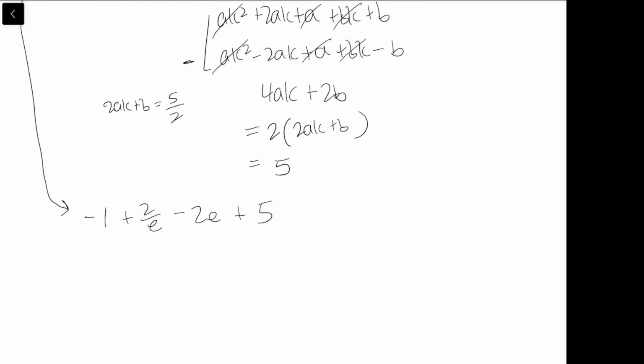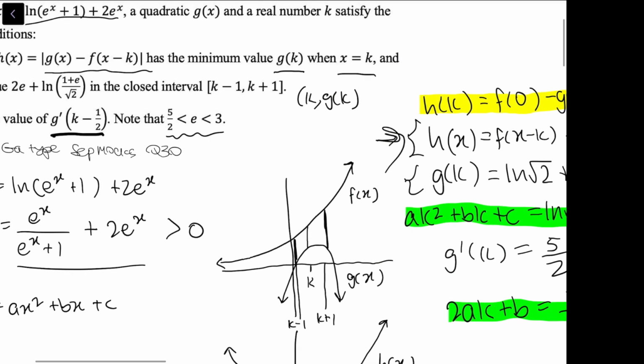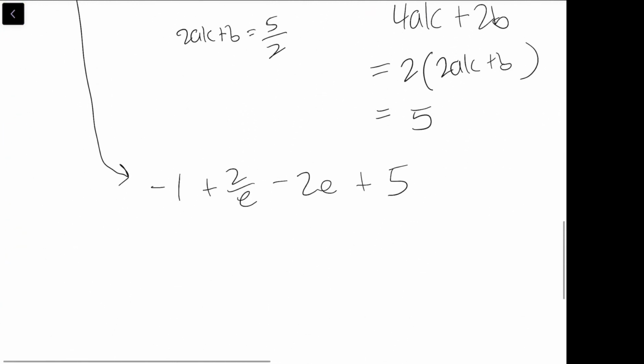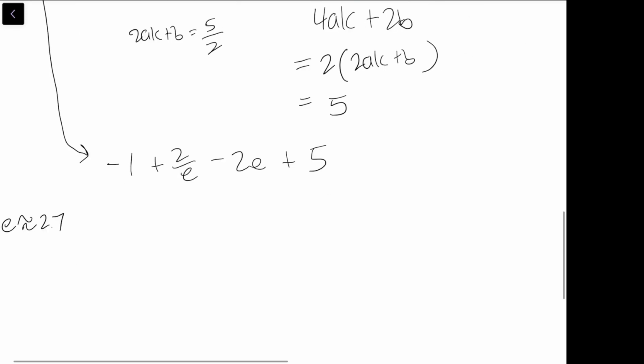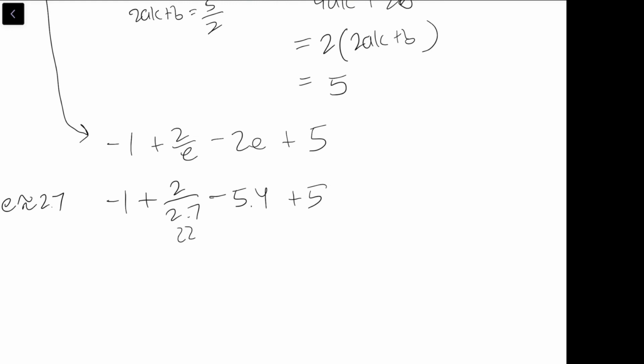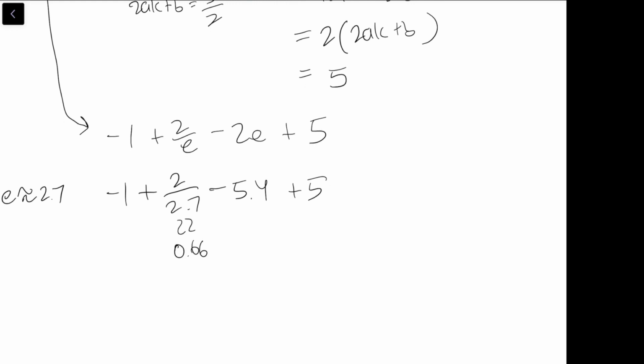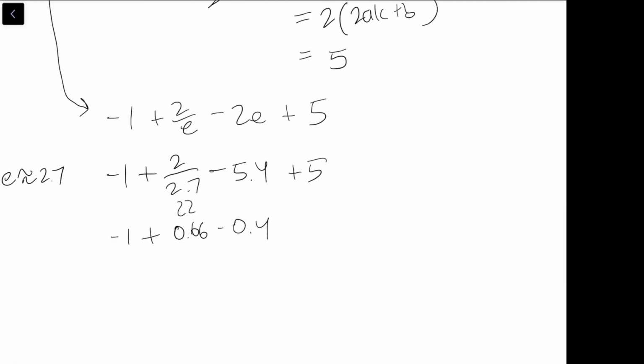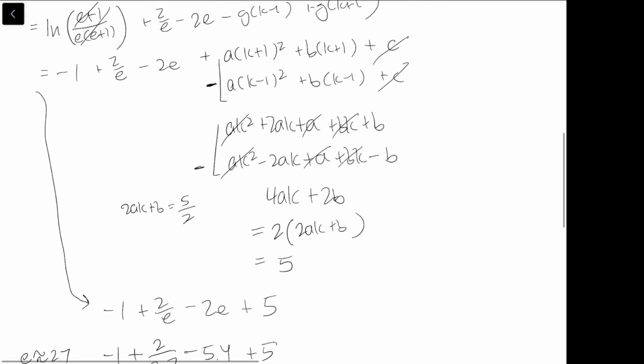So let's have a look. If we go back to the question, we see that they've given us an approximate value or the range of e. It falls between 2.5 and 3. So let's just say that e is around 2.7. So we have negative 1 plus 2 over 2.7 minus 5.4 plus 5. First of all, this would equal around 0.66. So you have negative 1 plus 0.66, negative 0.4. So we see that that's definitely less than 0. It's negative. So we know that this is negative.